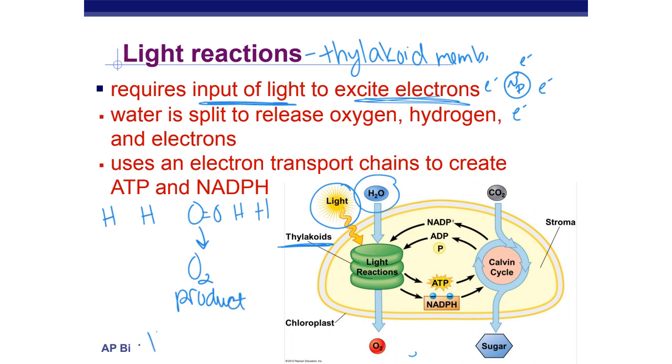If I go back again to my big picture, water and CO2 give me glucose and oxygen. Well, here's where my oxygen came from. Here's my product. Here's my reactant, right? I used water, it went in, oxygen came out. So you can see the oxygen coming out on the diagram there.